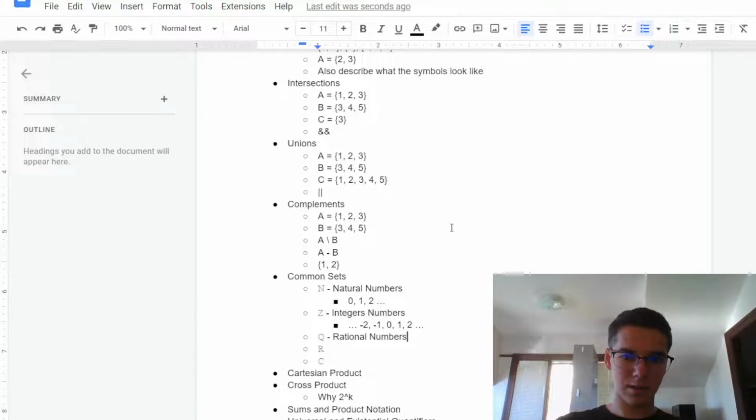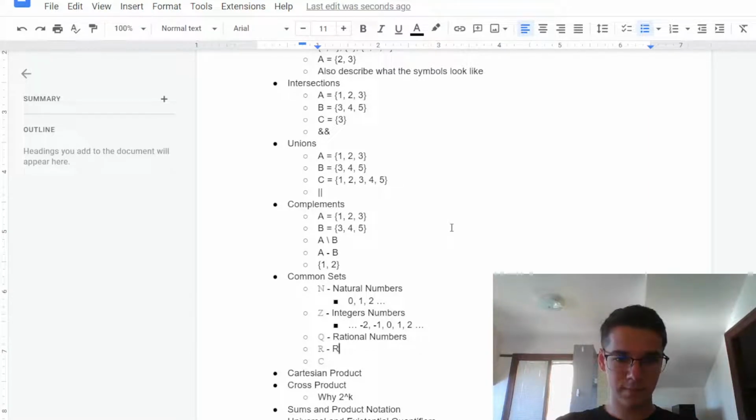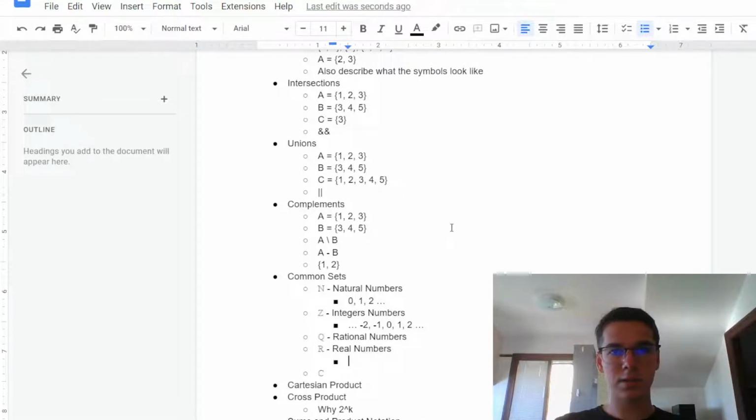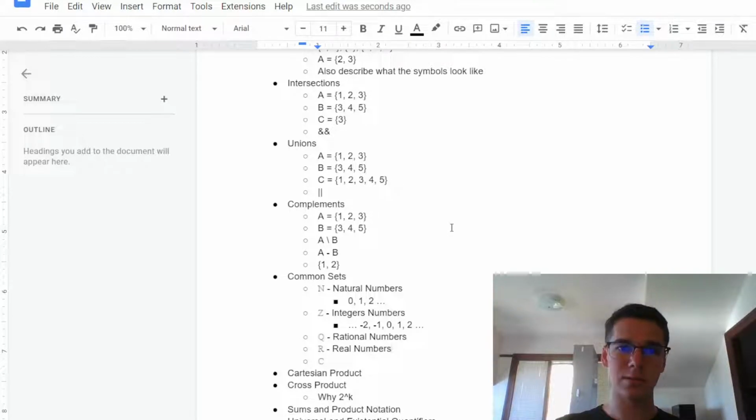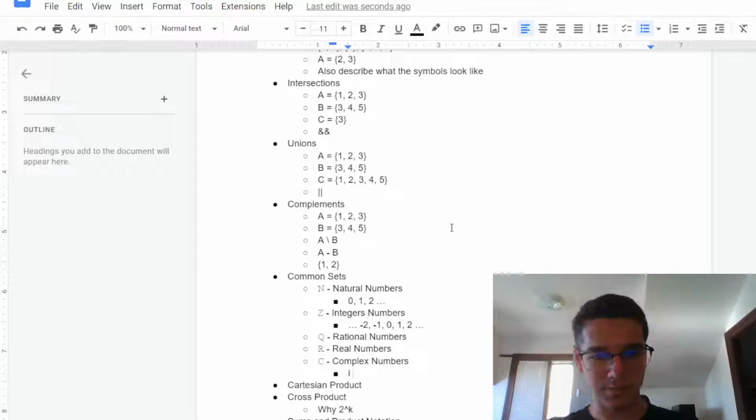Now, a superset of that is real numbers. These are numbers that you can't really express rationally, such as pi or e. But they technically do exist on a physical number line. They're not rational, but I think you get the idea. The next step up is complex numbers, and these are essentially imaginary numbers.